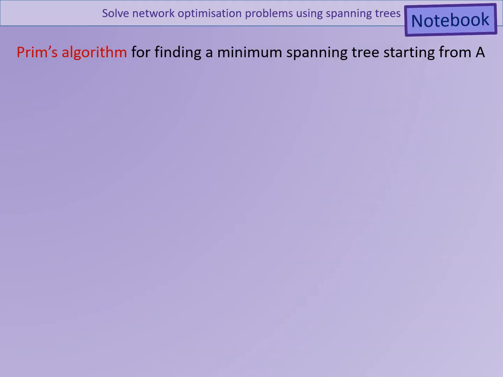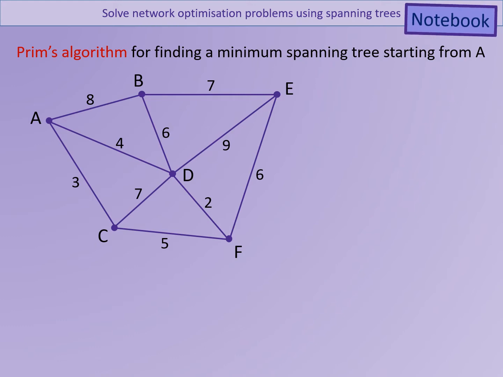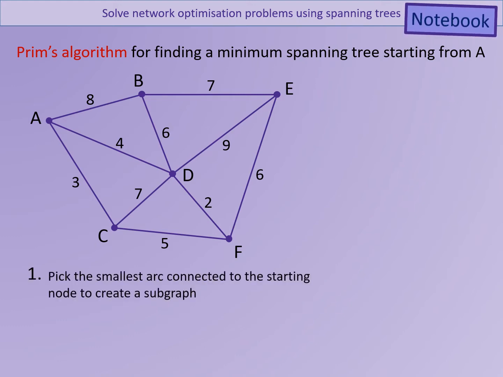So the first algorithm we're going to use is called Prim's algorithm. This will find us a minimum spanning tree. Prim's algorithm always starts from a particular vertex, and in this case we're going to start from vertex A. It's important when you're performing an algorithm that you write down each of the steps clearly. So for this network here, the first step in Prim's algorithm is to pick the smallest arc that connects to the vertex that we are starting with. So in this case we're going to start at vertex A and choose the smallest arc coming from A. So that is arc AC with a weight of 3.